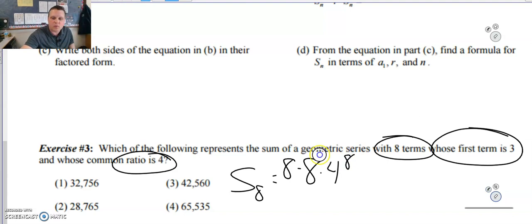And A1 is 3, not 8. 3 times 3. Okay. And that's the times there. So 3 minus 3 times 4 to the 8th power, over 1 minus 4.